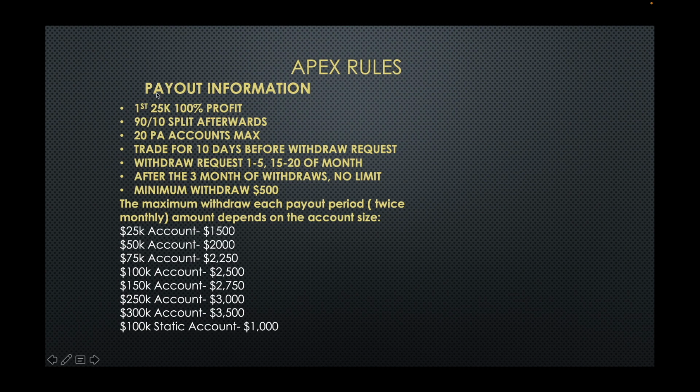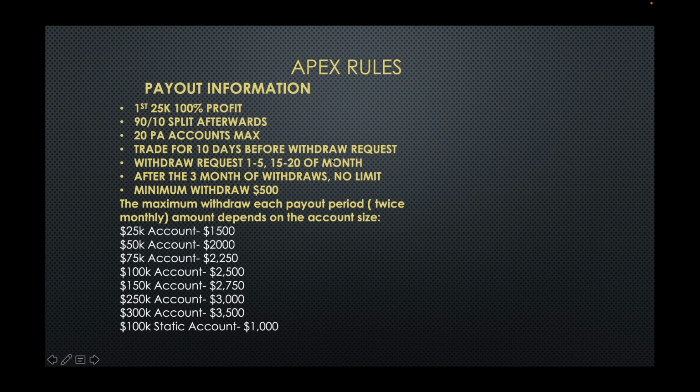Apex is the only one that allows you to have $25,000 before you have to split your profits. And this is per account, not per account holder. So for example, I open up an Apex account, I have 20 different accounts under them. That's $25,000 in each of those accounts before I have to do this 90-10 split. As far as I know, that's the only firm out there that does that. Again, you're allowed to have 20 PA accounts max. Again, that's the only firm out there that does that.